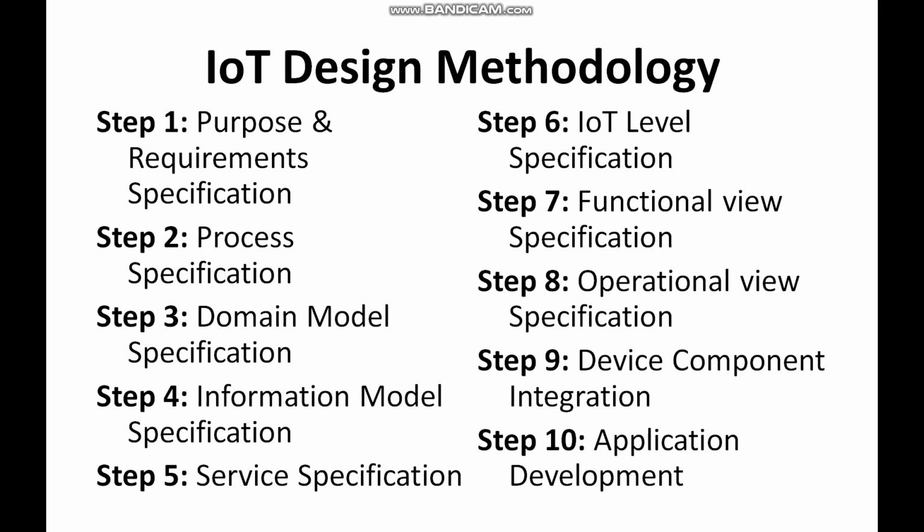The second step is your process specification, which means what is the flow which you're going to follow or adopt to get the things achieved, whatever you want to develop.